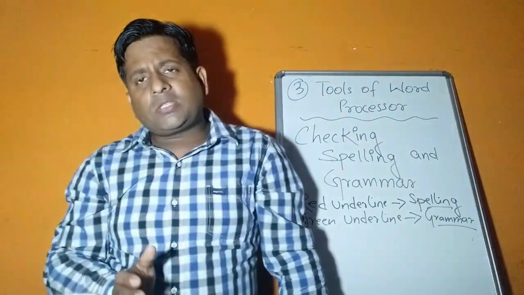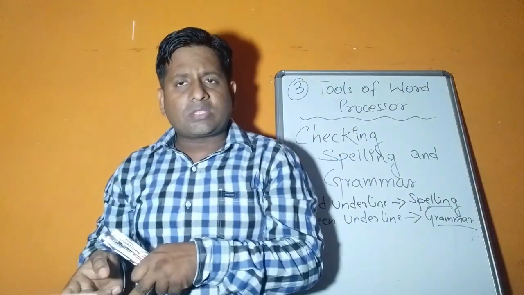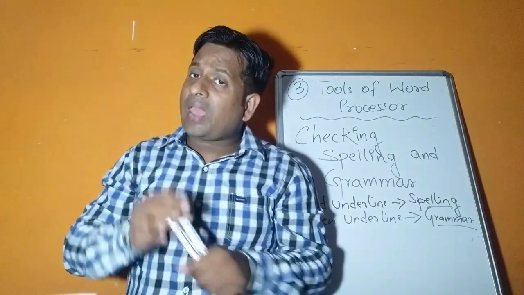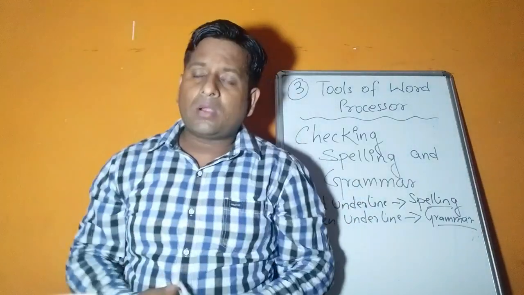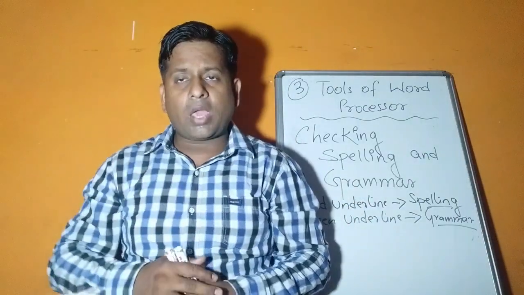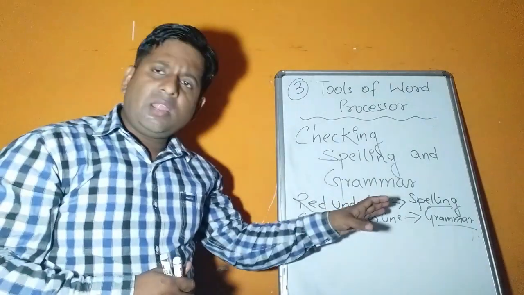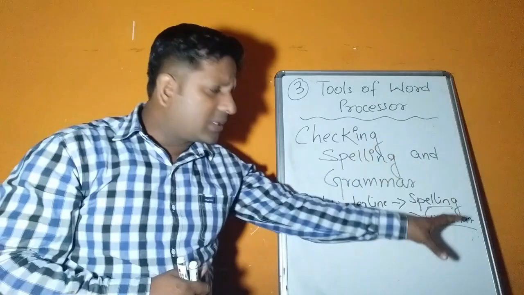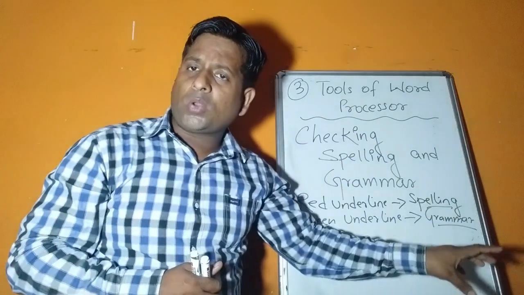Okay, grammar mistake also you can ignore, or you can add that grammar in the dictionary. Okay, you can even add the grammar in the dictionary. Maybe you may be using some different kind of grammar. Okay, so no problem, you can ignore that. So basically when a grammatical mistake comes, it gives the suggestion. When a spelling mistake comes, it gives the suggestion. You can work with that.